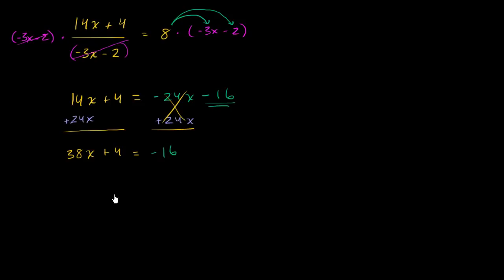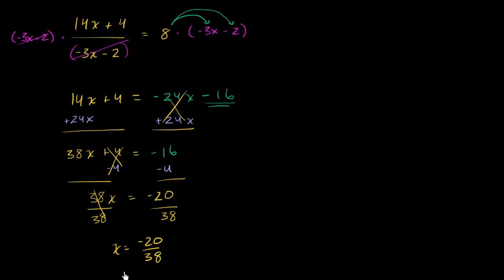Now we just have to get rid of this 4 here. Well, let's subtract that 4 from both sides. And this is the home stretch now, we are left with 38x is equal to -16 - 4, which is -20. And so we can divide both sides of this equation by 38, and we are left with x is equal to -20 over 38, which can be simplified further.